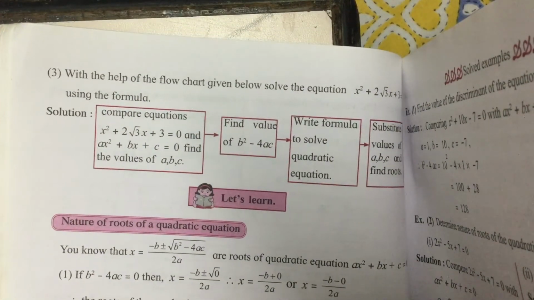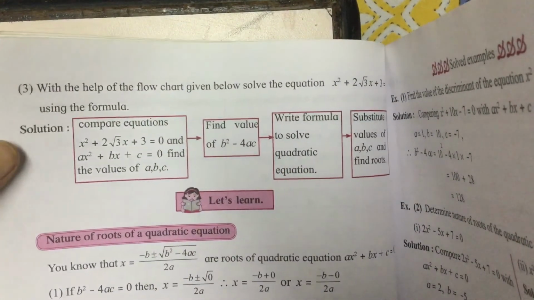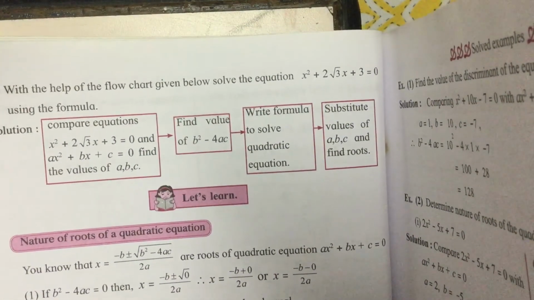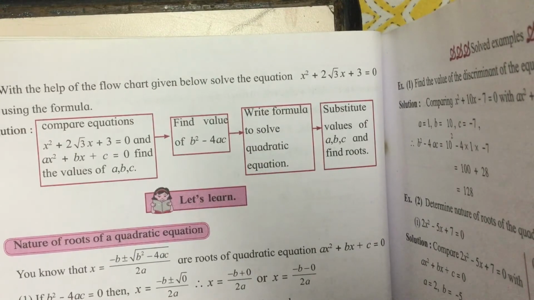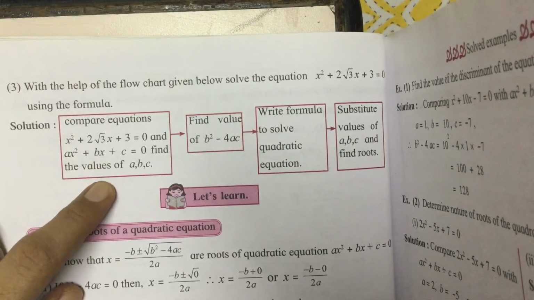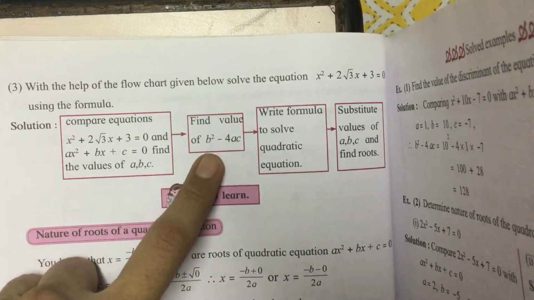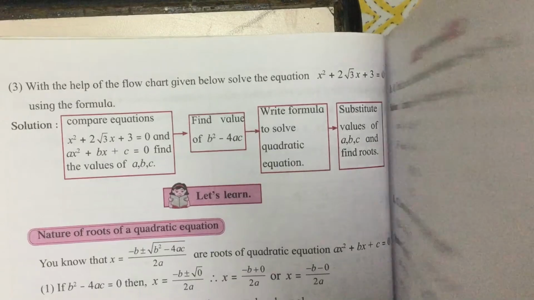Next question is a story based question. It is given on the next page, page number 44. What is given here? With the help of the flowchart, we have to solve the following equation: x² + 2√3x + 3 = 0. Using the formula, we compare with the standard form, find a, b, c, then find the value of delta, then solve the equation. We will substitute the values of a, b, c.